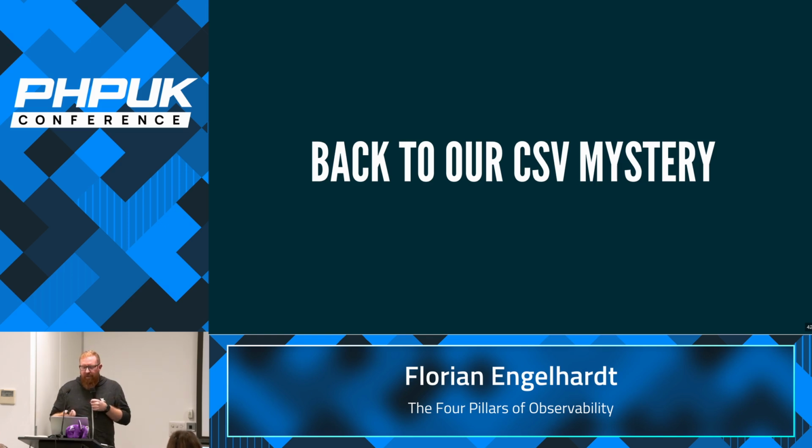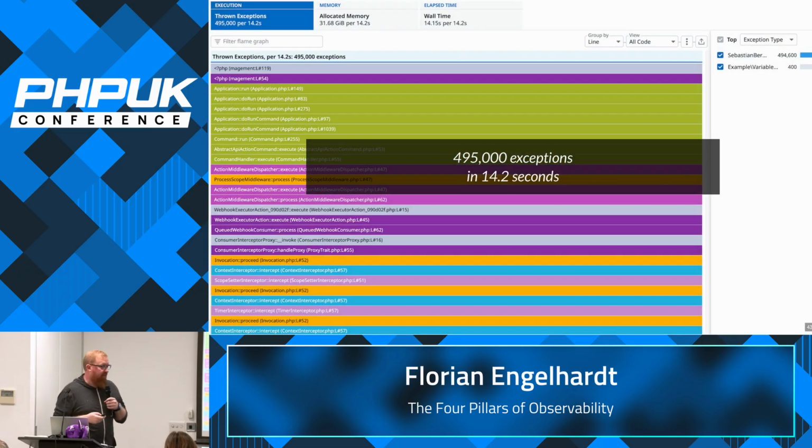So back to our CSV mystery, I checked the profiler, because now we also know where to look, and we saw this thing. This is the exception profiler in PHP. It was seeing 495,000 exceptions in those 14.2 seconds that we spent in the span. That is a lot. It also means that PHP is pretty fast, because we can throw 500,000 exceptions in not a lot of time. Broken down, that's 35,000 exceptions per second. The interesting thing is the logs showed success, and the tracer did not collect any exceptions either. So where do these 500,000 exceptions come from?